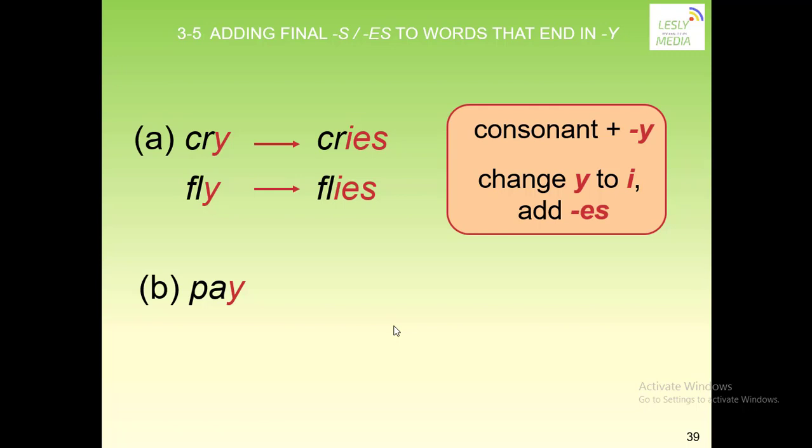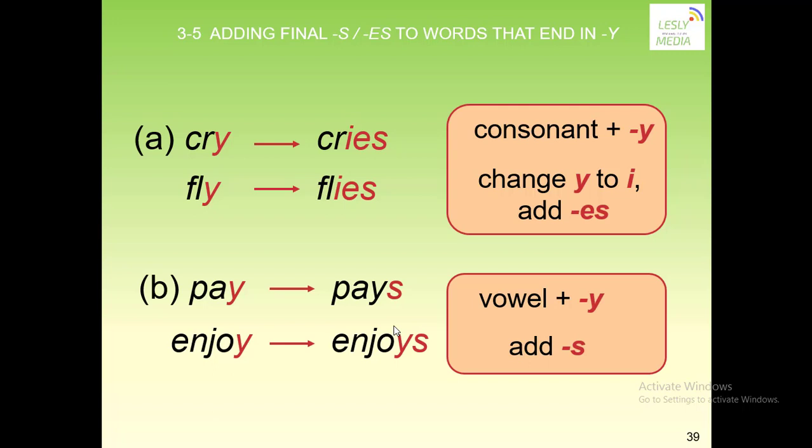Pay. It ends with y, right? But let us see. Pays. Why only add with s? Because when the word ends with y, and before y it is a vowel, you just add s at the end of the verb. For example, also enjoy, enjoys. Okay, so when the verb ends with y and before y it is a vowel, you just add s at the end of the verb.